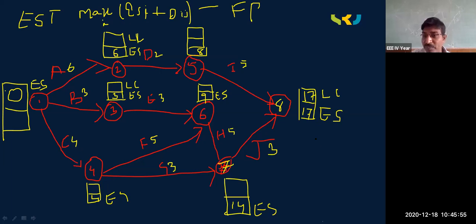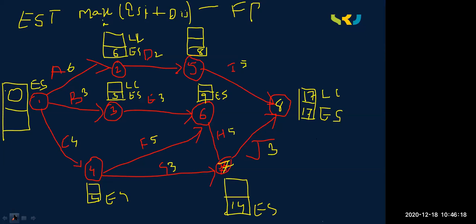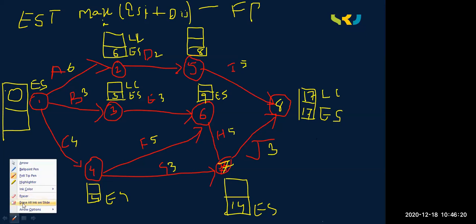Whenever we are doing the backward pass, what you need to do? You need to take the same value. What is the same value of the earliest starting time? 17. The same value I need to take for the latest completion time or latest finishing time. And we completed the forward pass also. Now what do we need to do? The backward pass.